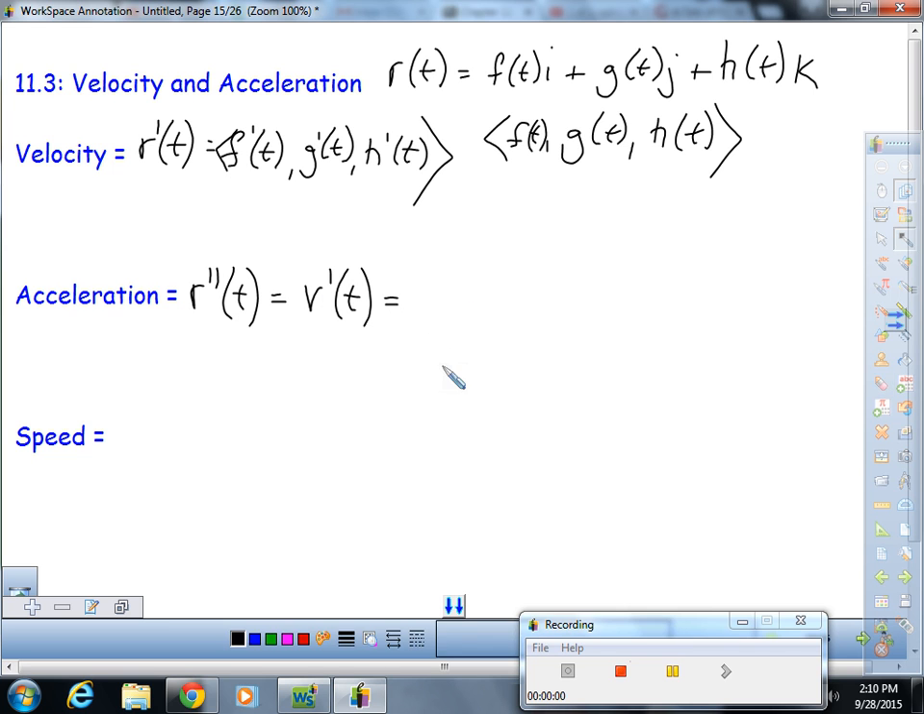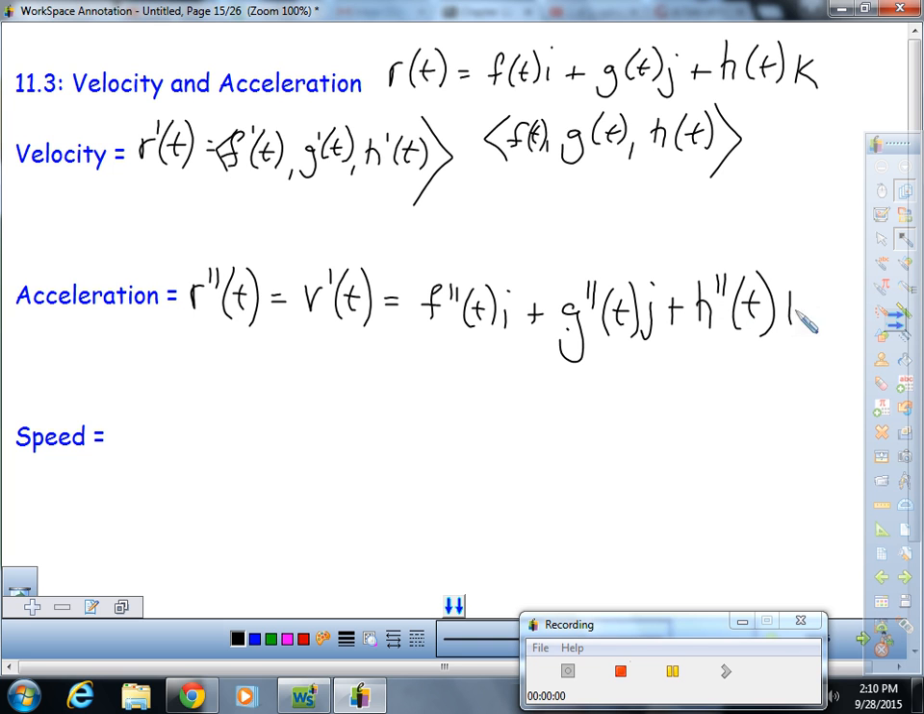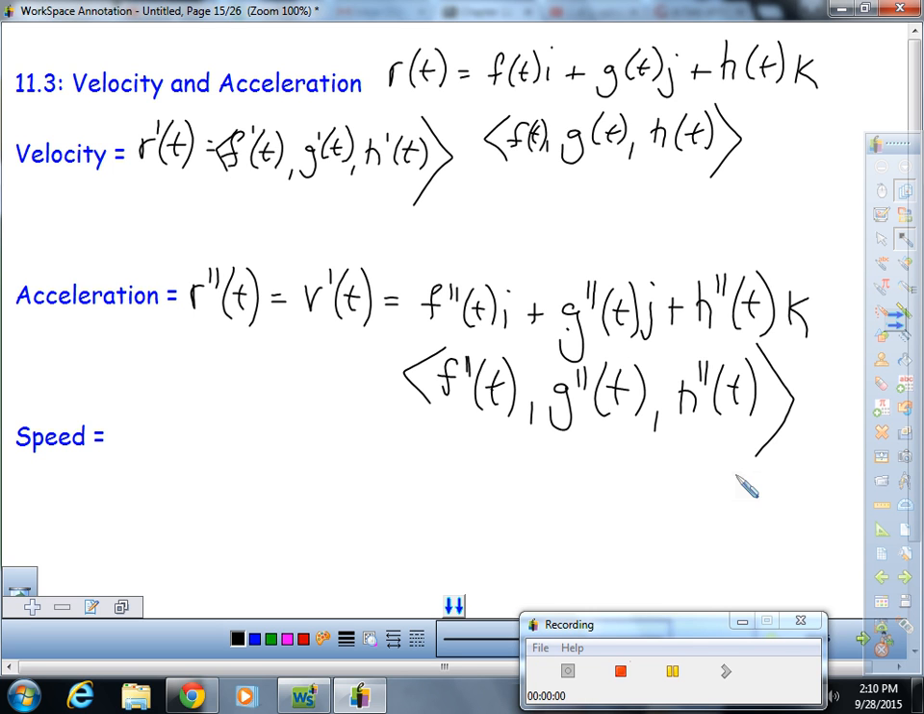Okay? And instead of writing that in vector form, I'll write it like this. So that would be f double prime of t i plus g double prime of t j plus h double prime of t k. Okay, you could also write that as f double prime of t, g double prime of t, h double prime of t. So to get the acceleration vector valued function, we take the derivative of the velocity vector valued function.